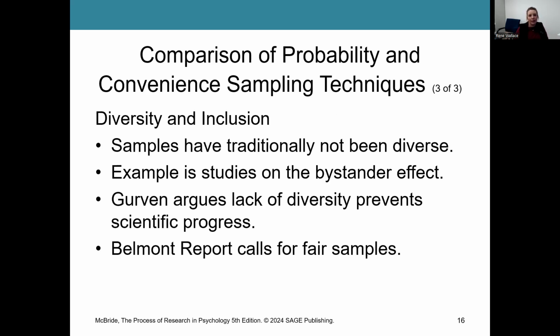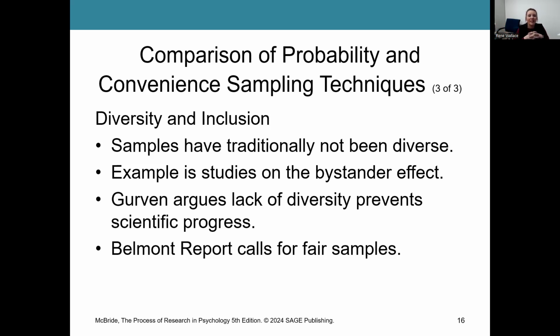What about diversity and inclusion, right? Traditionally, in psychology's past, samples haven't been diverse, right? Typically, we're experimenting on college students at universities. That's where most research happens. That's where most PhDs have labs. That's where a lot of our research comes from. That's where funding is, grants, right?